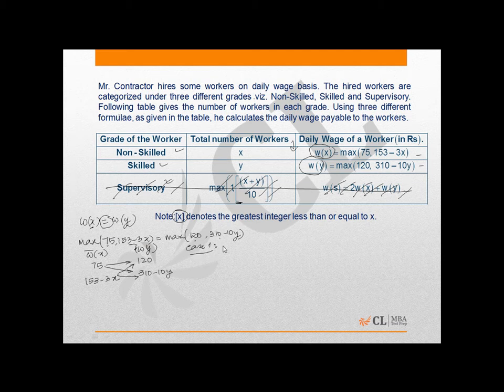Let's look at the first case. 75 is equal to 120. Doesn't make any sense. Ruled out. Case 2: 75 is equal to 310 minus 10y, or we can say that 10y is equal to 235, or y is equal to 23.5. So y is the head count, the total number of workers. So obviously the answer cannot be in decimal point. So this is ruled out again.